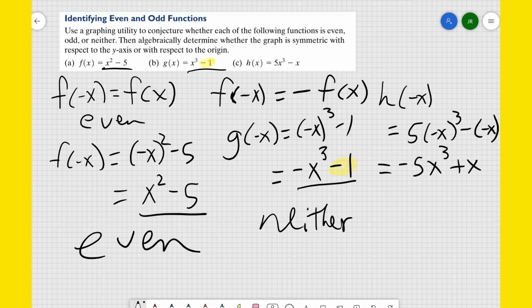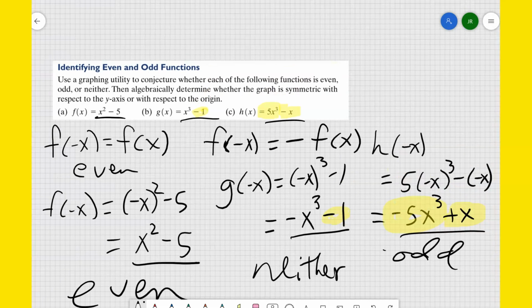So compare it. Is this the same? No. Is it the exact opposite? Yes. Because look, that term is the exact opposite of that term, and that term is the exact opposite of that term. So it is the exact opposite. So that means it's what? Odd.